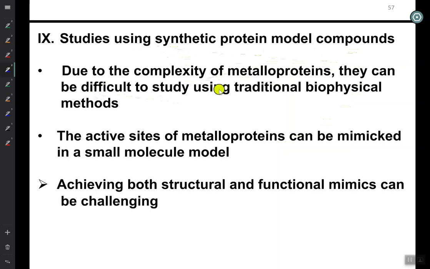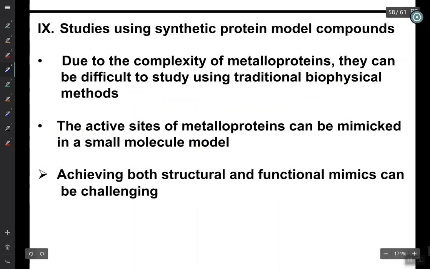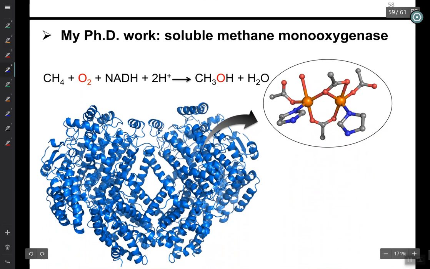Due to the complexity of metalloproteins, they can be difficult to study using traditional biophysical methods. The active sites of metalloproteins can be mimicked in a small molecule model. However, achieving both structural and functional mimics can be challenging. I just wanted to end with what I did during my PhD that's relevant to this topic. The enzyme we were studying is called soluble methane monooxygenase. It's a really cool enzyme, found in bacteria. This was isolated from the bacteria found in the hot springs of Bath in England.